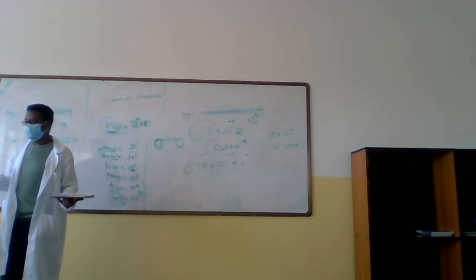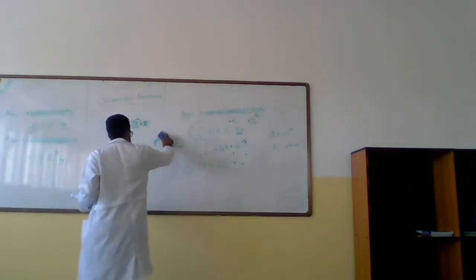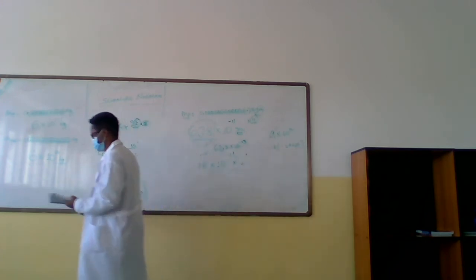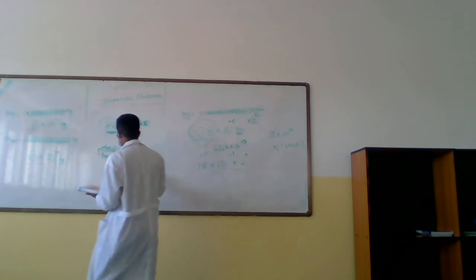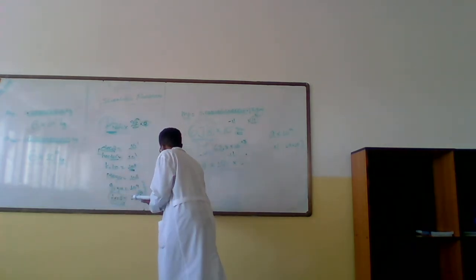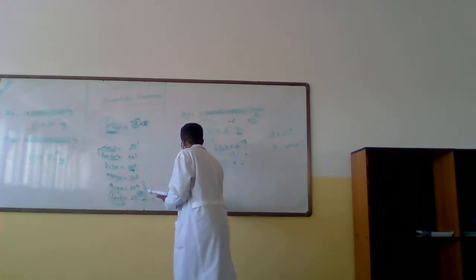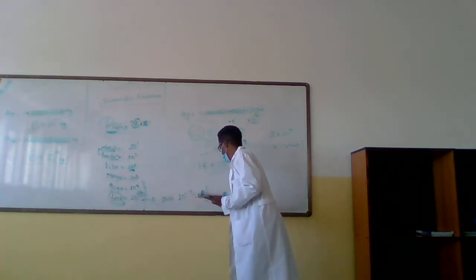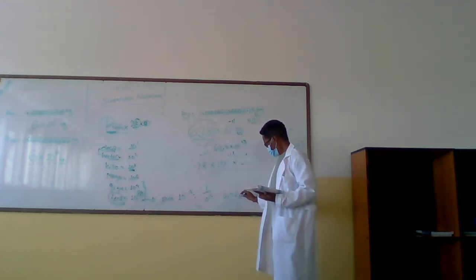Then there are some submultiples. Next to tera, we have pico. Pico is 10 to the power of negative 12, which is 1 over 10 to the power of 12, which is 0.000000000001.